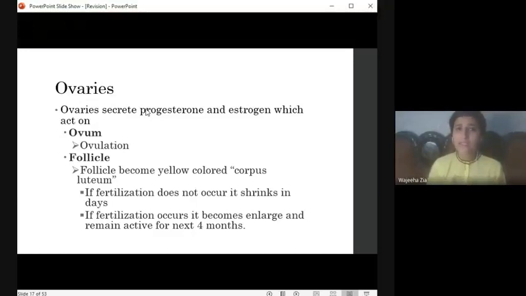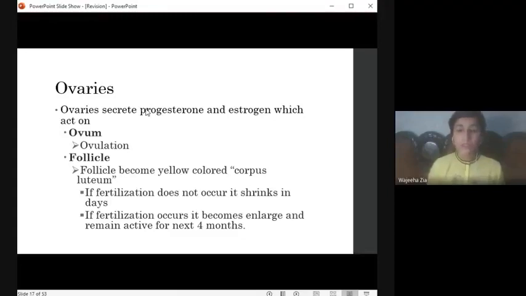And the second, it acts on the follicles. The follicles react in two ways. If the female is unmarried, what will happen to the follicles? Obviously there is no chance of fertilization, so the follicles will shrink after some time. But in case of a pregnant female, where the fertilization occurs, these follicles will change into a yellow colored corpus luteum, and then it becomes enlarged until the delivery of the baby.